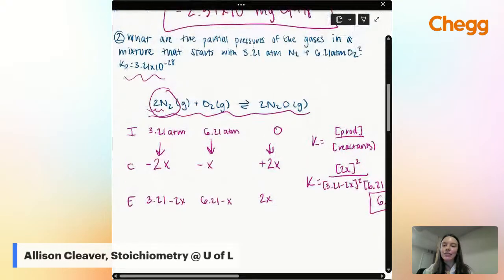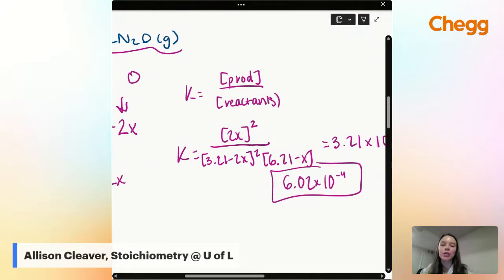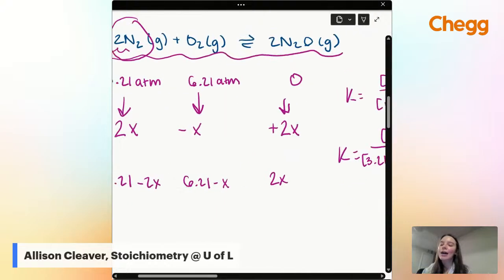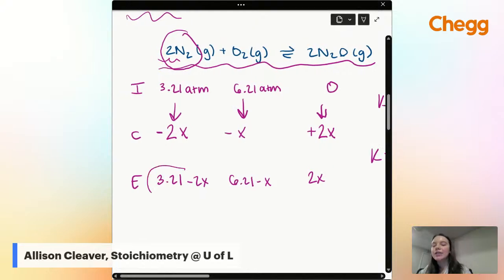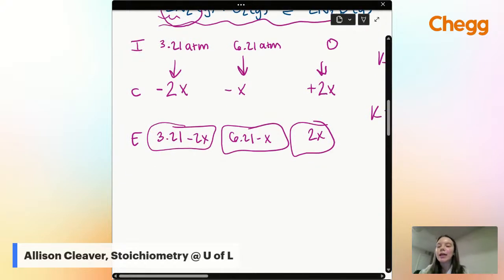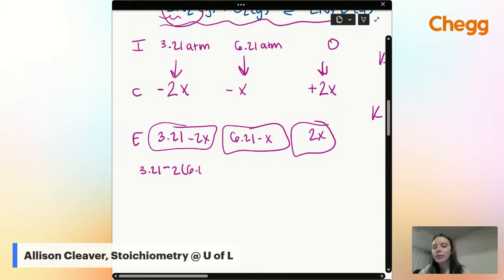This is asking for the partial pressures of the gases in the mixture. We solved for x when we were doing this algebra problem. Now we need to go back into each of these individual E's to find what the partial pressure would be at equilibrium. So we plug it in. We have 3.21 minus 2, and then what did we determine that was? 6.02 times 10 to the negative fourth.